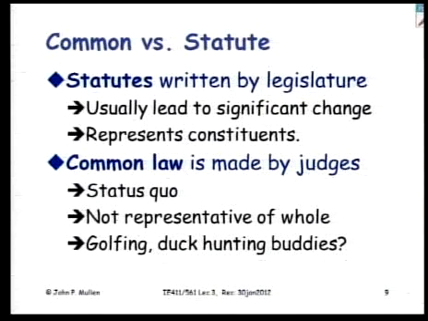and at times the judges have been influenced by conversations while golfing or duck hunting with their buddies. There was a famous case a few years ago where a judge did go duck hunting with someone whose case he heard 6 weeks later, and he refused to recuse himself. He said, "Oh no, we didn't discuss the case." So what can you say? All right, so there's that aspect there.